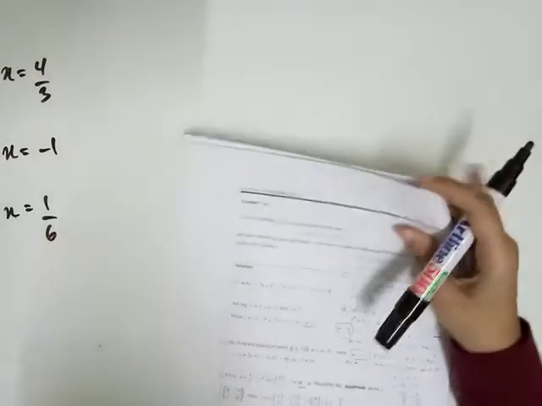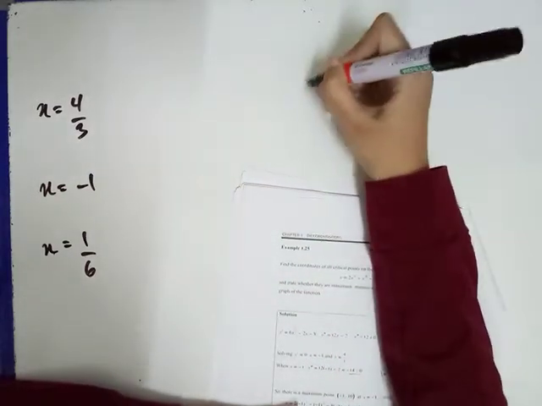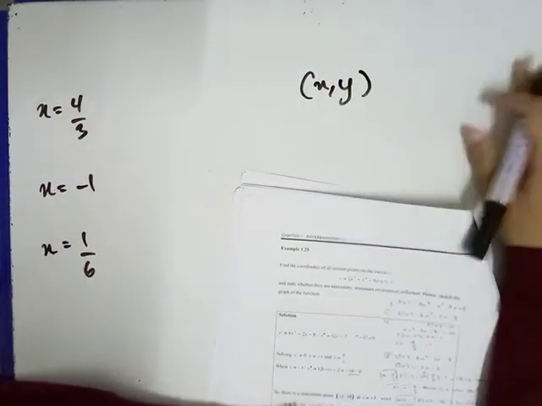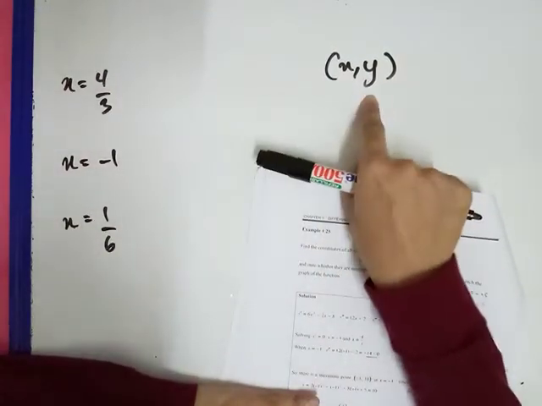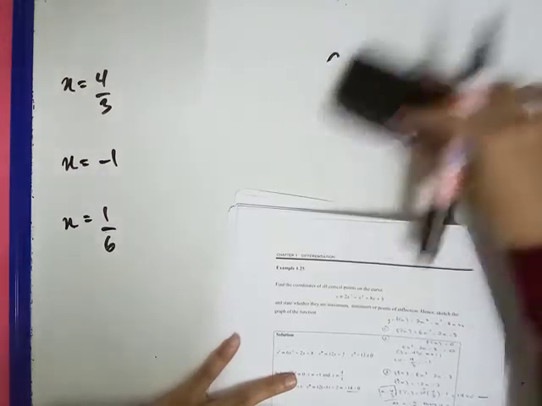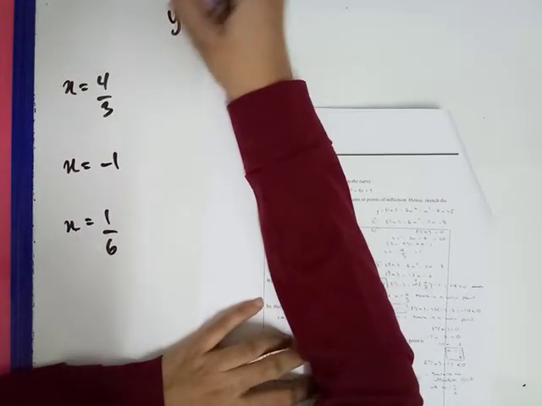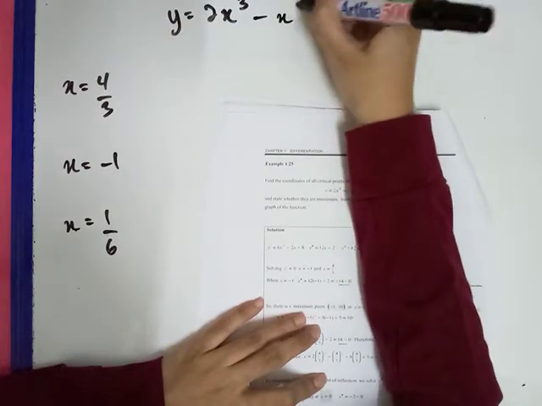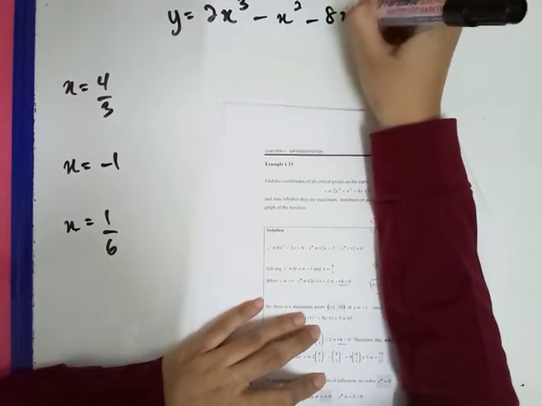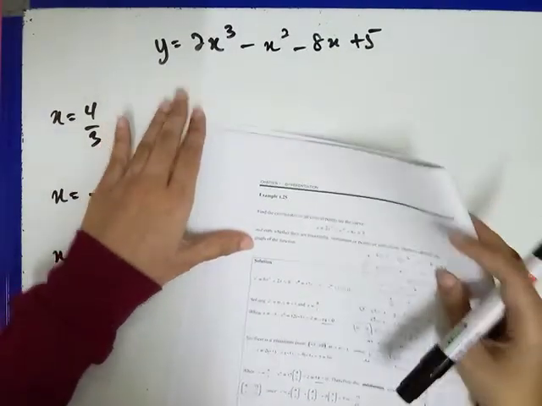To draw the graph, kita nak lukis graph, kita kena ada point x and y. So sekarang kita tahu nilai x saja. How to get the value for y? To get the value for y, from the equation. We know that the equation gives us the function y equals to 2x cubed minus x squared minus 8x plus 5. So this is the function.